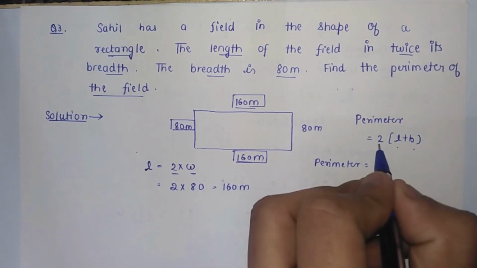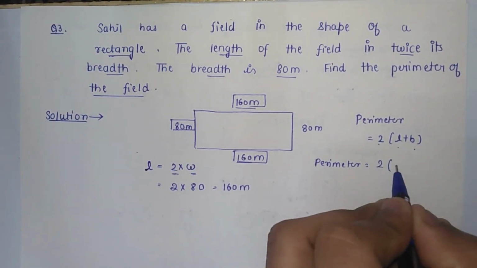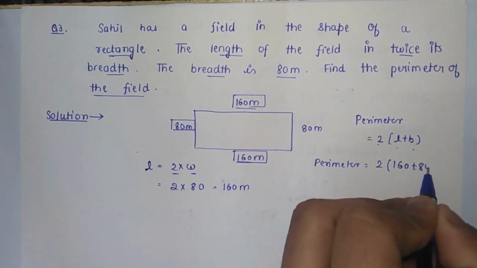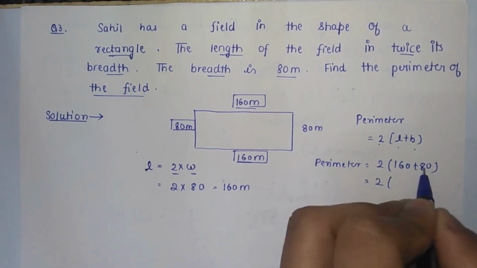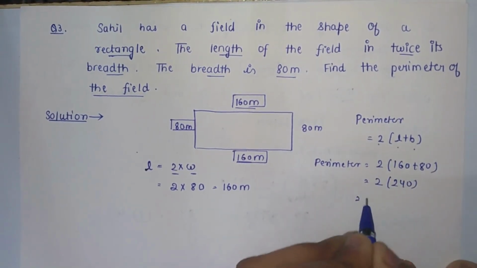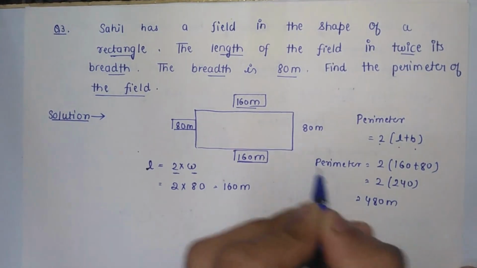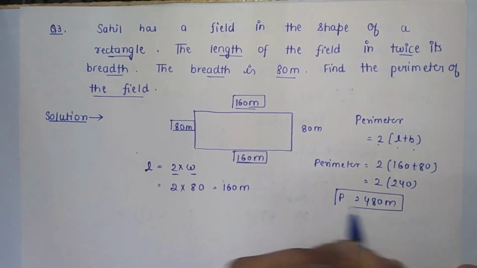Let's calculate it through this substitution method. Twice of 160 plus 80. So this will be equal to 2 into 240. It will be equal to 480 meters. And this will be the answer for this question.